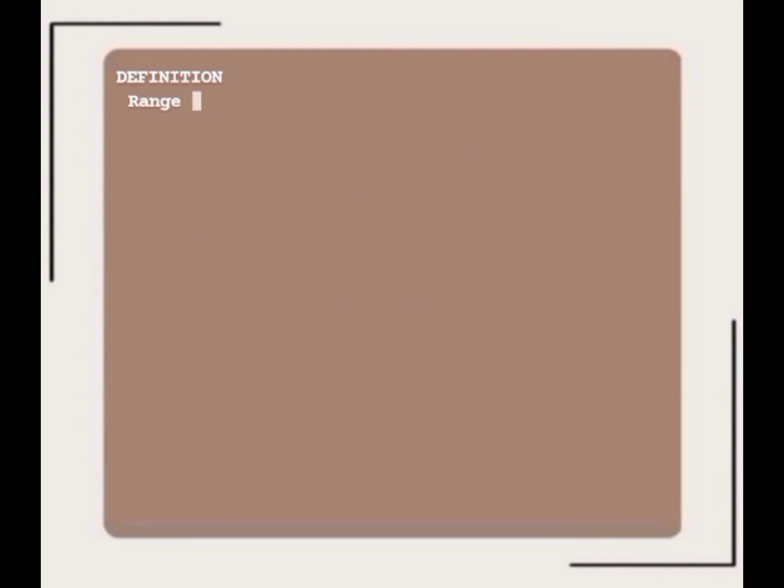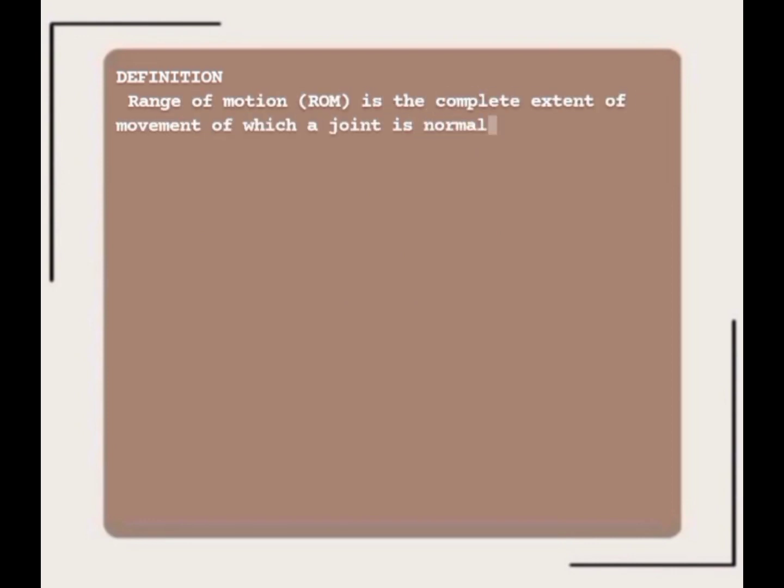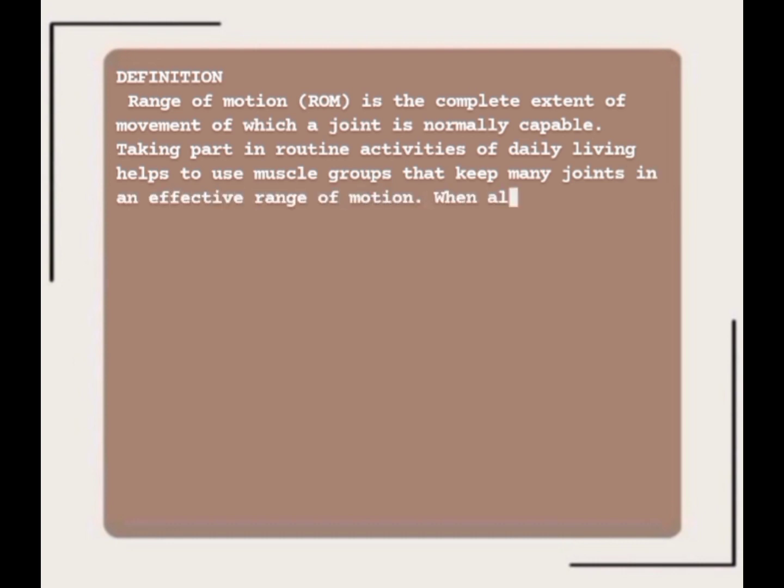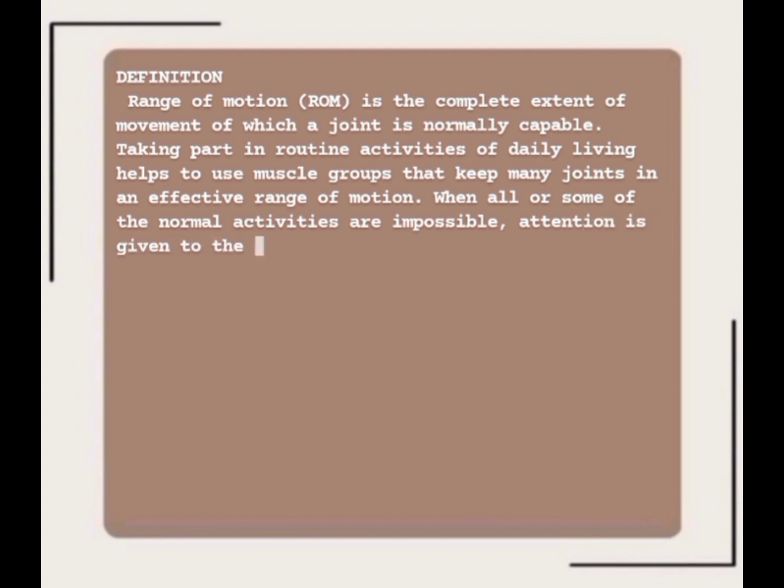Definition: range of motion or ROM is the complete extent of movement of which a joint is normally capable. Taking part in routine activities of daily living helps to use muscle groups that keep many joints in an effective range of motion. When all or some of the normal activities are impossible, attention is given to the joints not being used or to those that have limited use.